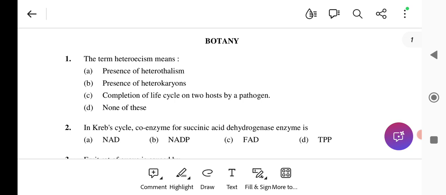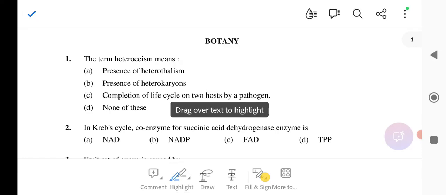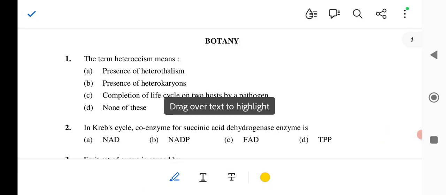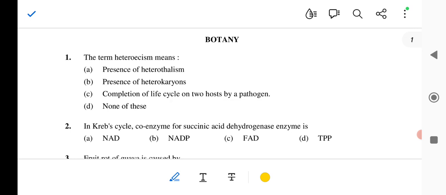Okay, let's begin. The term heteroecism means completion of life cycle on two hosts by a pathogen. When the life cycle is completed on two hosts, then it is heteroecism.